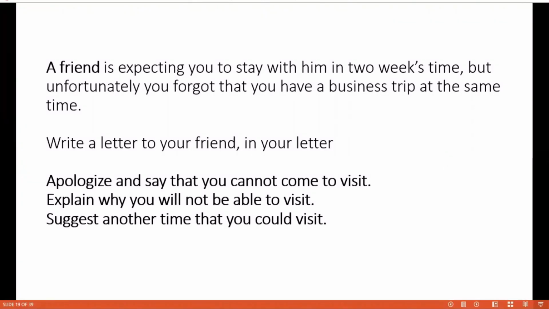So next, I'm going to show you the letter writing for the same question with a different tone. Correct? I'll help you understand your mistakes, and then I'm going to talk about the actual informal tone that has to be used for this, so stay tuned till the end. So let's look at this question. A friend is expecting you to stay with him in 2 weeks. Same thing. Apologize and say that you cannot come to visit. Explain why you will not be able to visit. Suggest another time that you could visit.